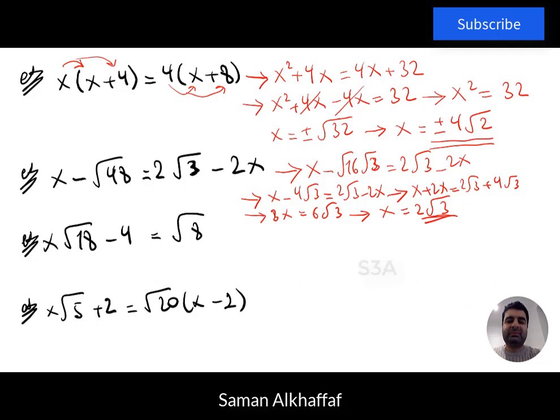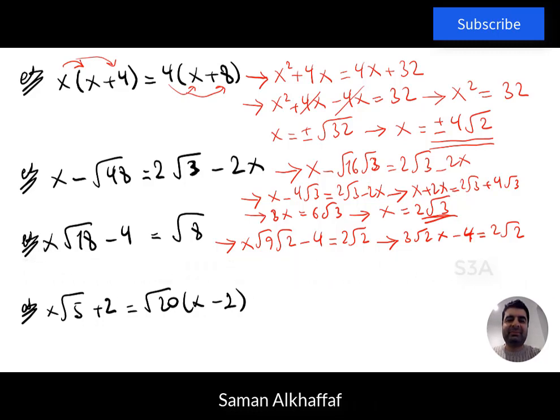Now let's look at this expression. We have x root 18, take away 4 equal root 8. So both roots of 18 and 8 can be simplified to a root that we can both work with, so choose a combination of root 2. So in this scenario we would have x root 9 root 2 for root 18, take away 4 equal root 8 can be simplified to 2 root 2. Now in this case the root 9 can be simplified, so we would have 3 root 2x take away 4 equals 2 root 2.